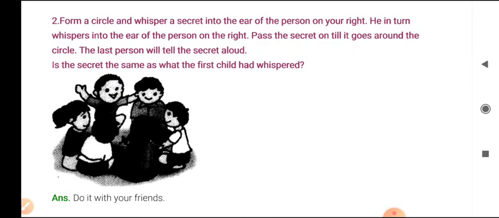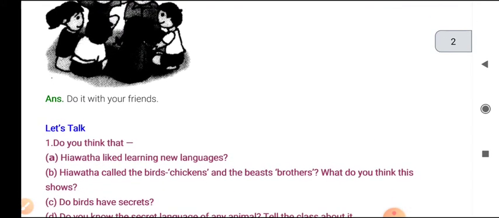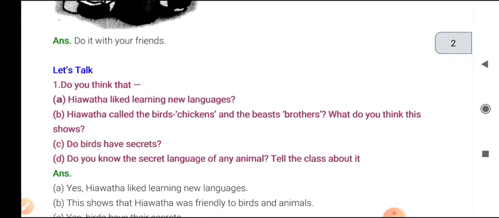Next, moving on. Form a circle and whisper a secret into the ear of the person on your right. He in turn whispers into the ear of the person on the right. Pass the secret on till it goes around the circle. The last person will tell the secret aloud. Is the secret the same as what the first child had whispered? You have to do this with your friends or with your brothers or sisters. You can do this in groups.